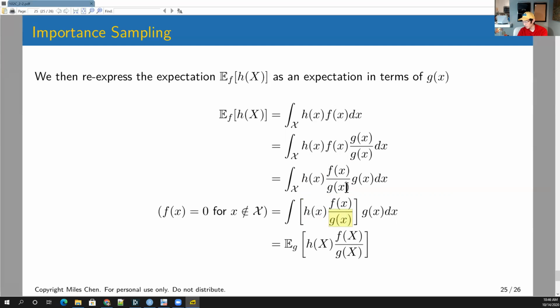And so again, the key is that g of x is not going to be 0 any place where f of x is greater than 0, and f of x is 0 for anything outside of this domain, or the support here. Now we can pretend that this is just some other newly named function. This thing becomes the expectation under g of this entire mess here. So the expectation of the function h of x, where x is generated by f, is equivalent to the expectation of this mess of functions where x is generated by g.